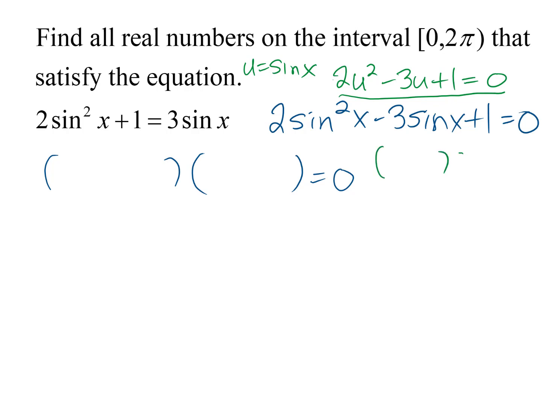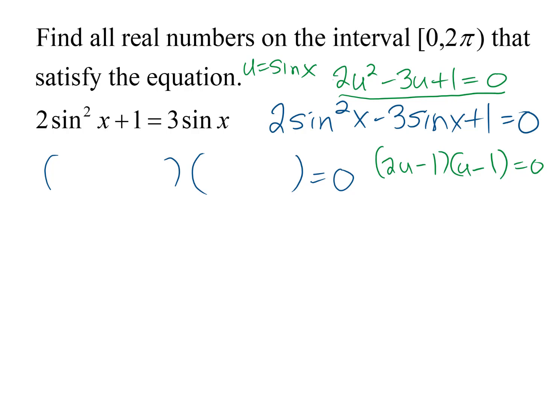We'd make our two sets of parentheses equals 0. We'd need a 2u and a u to get a positive end but negative middle. They'd both have to be negative, and 1 times 1. If we check the middle, we've got negative u and negative 2u, which is our negative 3u.